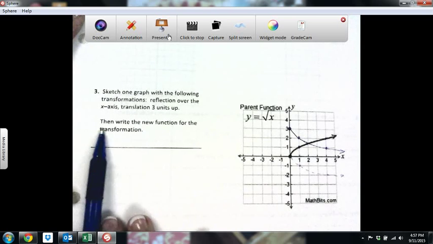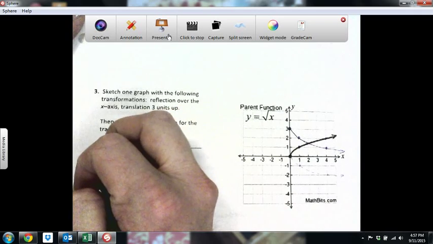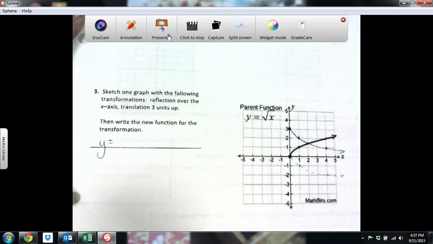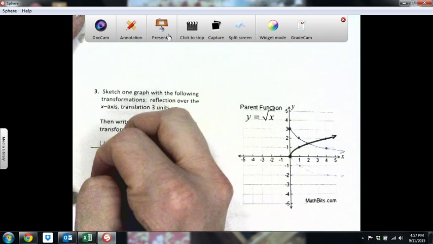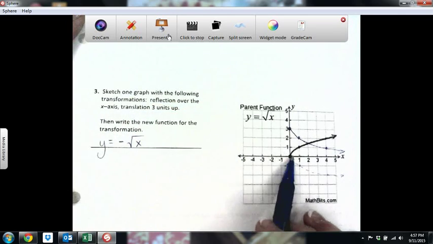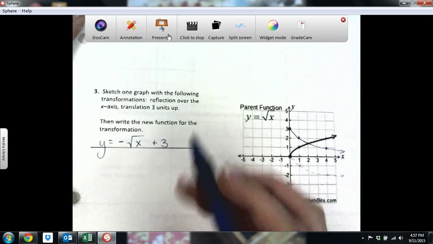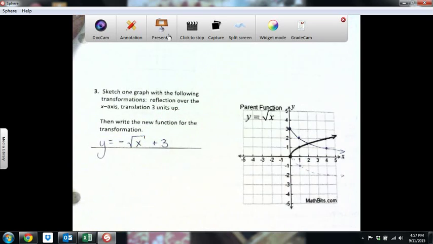If I want to write this new function, they gave me the parent function. I know it's square root. So I'm going to say y equals, and in order to do the reflection, we make it negative on the outside. So negative square root of x. And then the up 3 is a plus 3, but the 3 should not be underneath the radical. If it were under the radical, that would be a left or right shift.